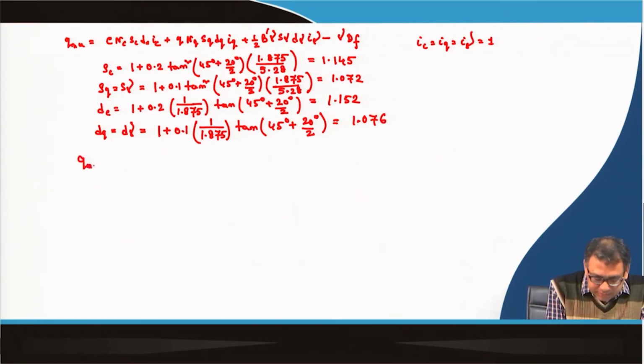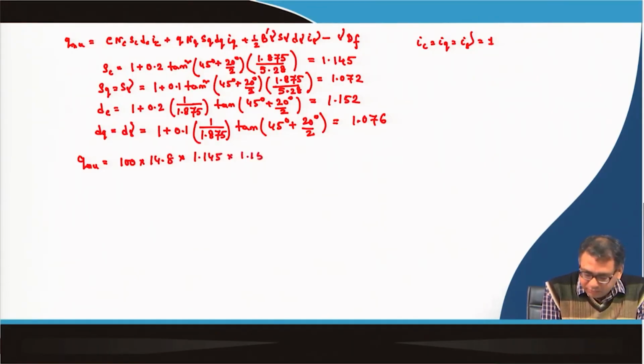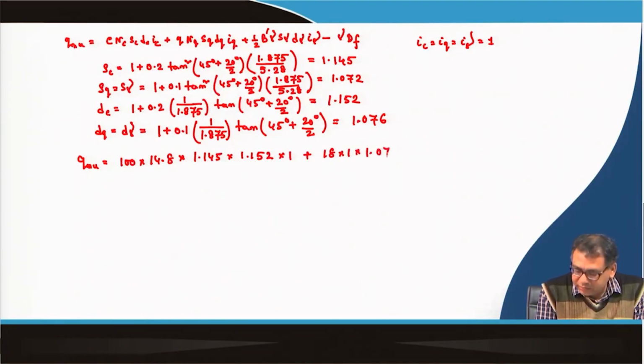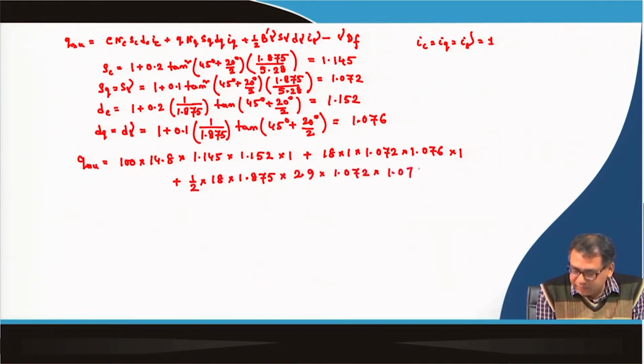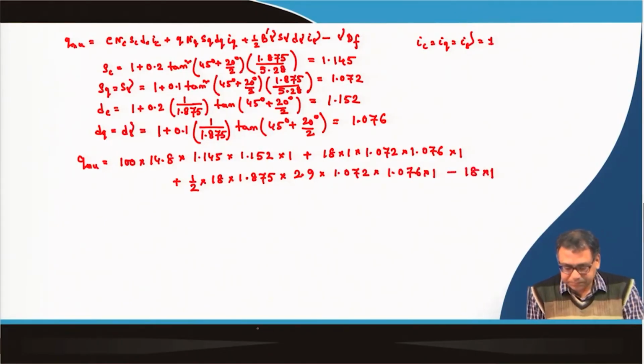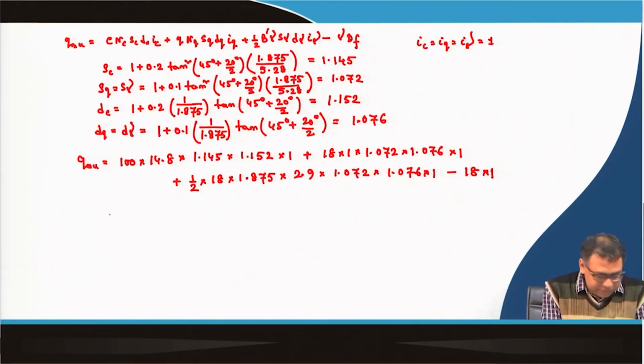Okay, so, net ultimate bearing capacity is equal to 100 into 14.8 into 1.145 into 1.152 into 1, plus 18 into 1 into 1.072 into 1.076 into 1, plus half into 18 into B dash, which is 1.875, into 2.9 into 1.072 into 1.076 into 1, minus 18 into 1. So, this is the gamma B dash 2.9, then these two factors.